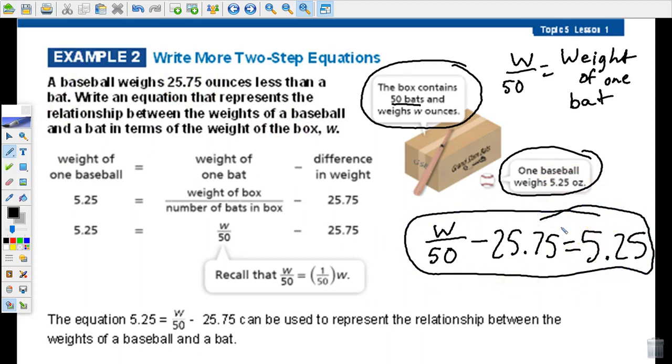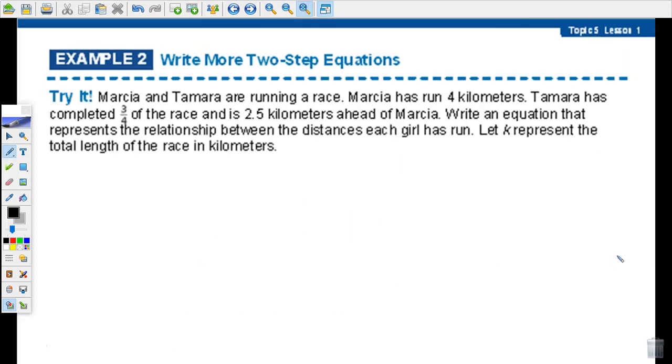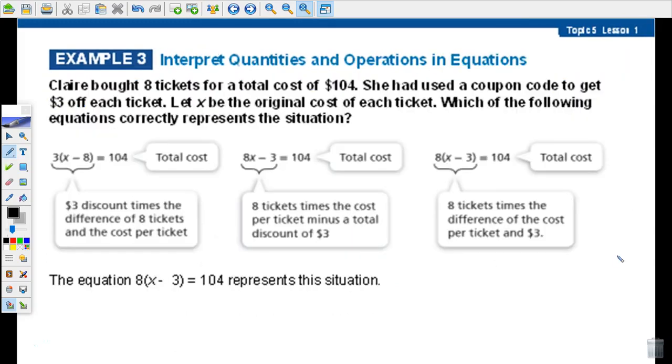This is the final answer since we are not solving for anything. In class, the 5.25 can be over here. It doesn't matter. You can switch sides. That does not change anything about the equation. Okay? Let's move on to example 3. Example 2 is right there.